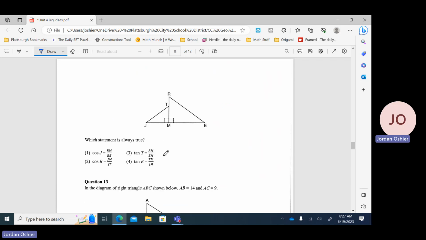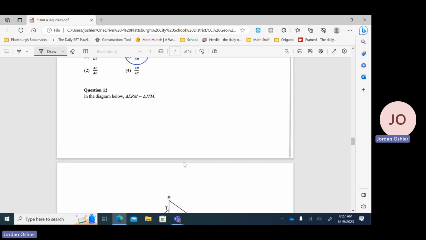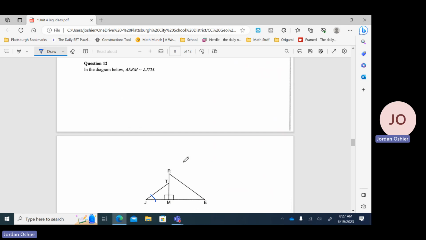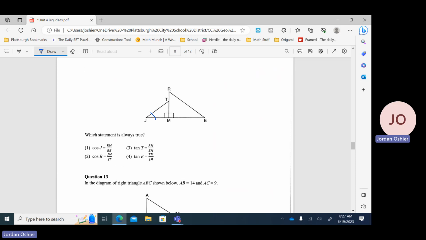Next problem, they gave us similar triangles, and this is going to be that exact thing. So cosine is adjacent over hypotenuse, so I'm going to check it. Is RM adjacent? Oh, well, look at this. RM isn't even in the same triangle. So what we need to realize is that angle J, if I come back up here, it's the first letter, it corresponds to angle E. So I'm going to check the cosine of E right now, which is EM over RE, adjacent over hypotenuse.